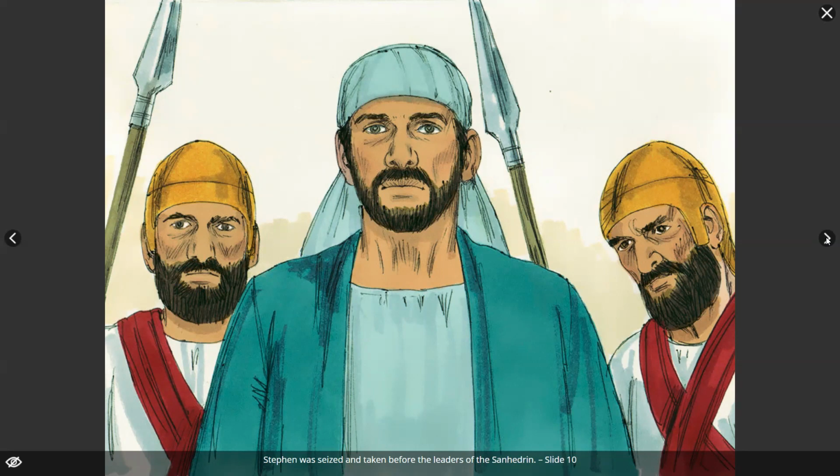Rashad, can you see the thing at the bottom? Yes, sir. Can you read it, please? Stephen was seized and taken before the leaders of the Sanhedrin. Very good. The Sanhedrin Council. Daniel, who were the Sanhedrin Council?